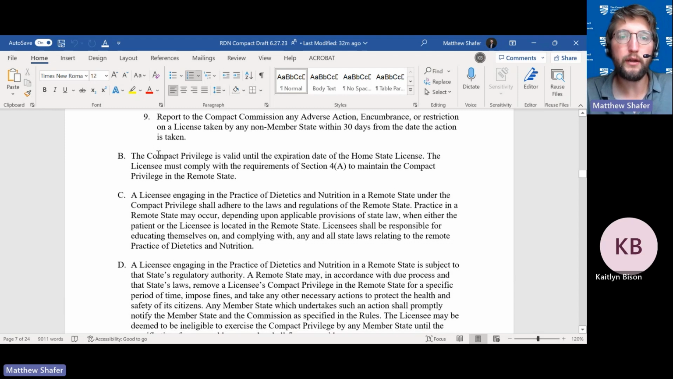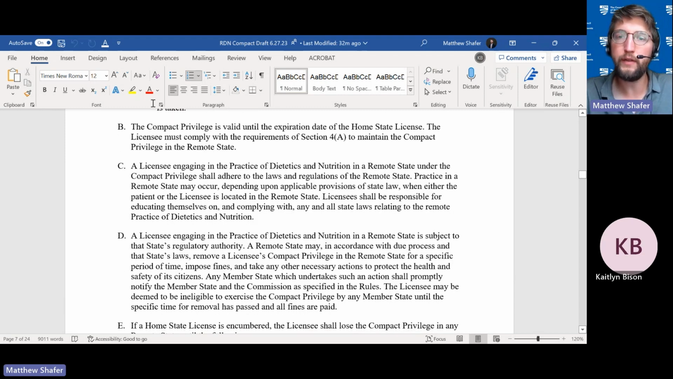Just a couple other notes here. The privilege will be valid until the expiration of the home state license. So the privilege renews in sync with your home state license. So if your home state license is on a 2-year renewal cycle, the privileges will last for 2 years and then need to be renewed.